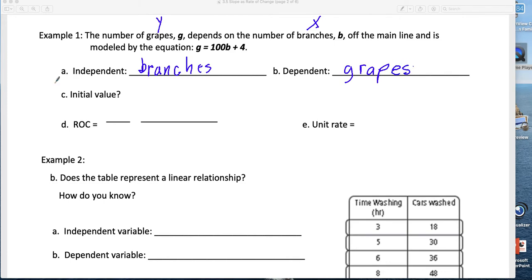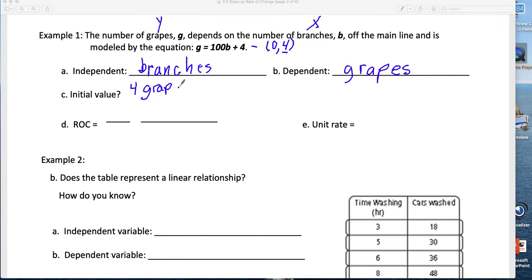All right, so what is my initial value? Well, I've got a 4 right there. We said that that's the y-intercept. So as a y-intercept, it looks like this. And that means that that 4 is a y value. So what describes that y value? That's grapes. So my initial value is 4 grapes.